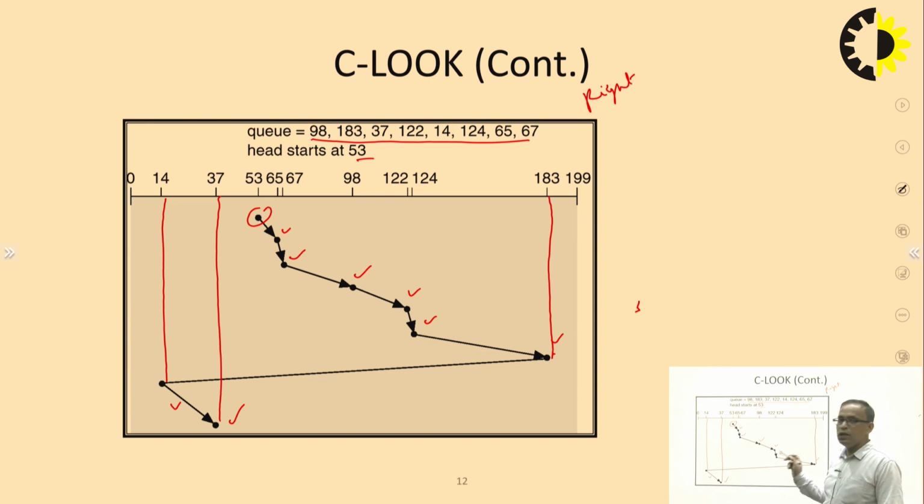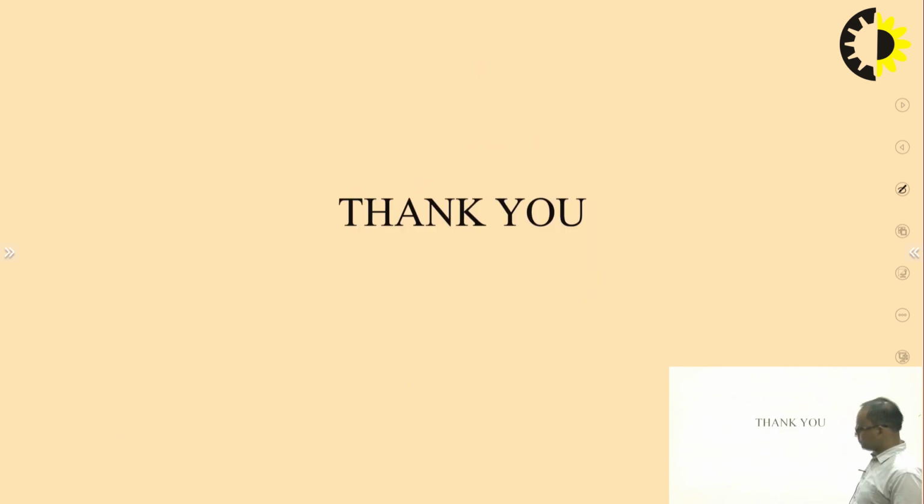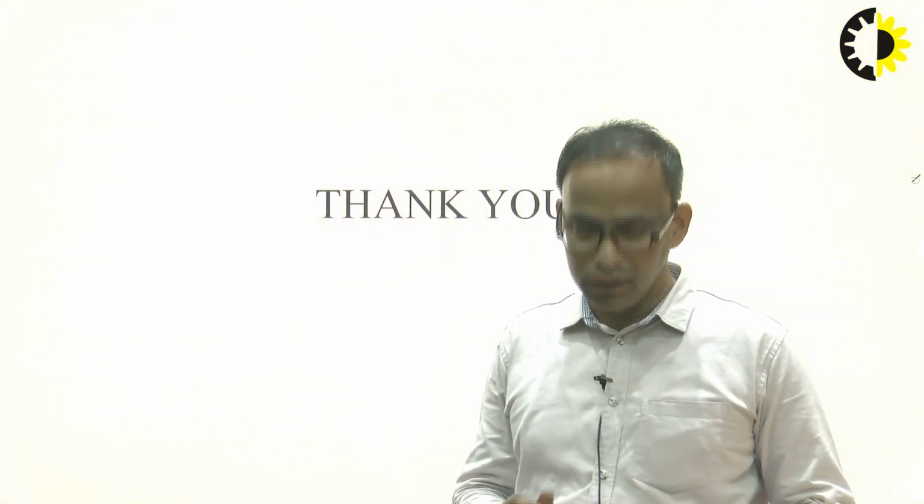And to calculate the total head movement again: 65 minus 53 plus 67 minus 65 plus 98 minus 67 plus 122 minus 98 plus 124 minus 122 plus 183 minus 124 plus 183 minus 14 and 37 minus 14. So thank you. This is the concept of several types of disk scheduling algorithms we have seen in this lecture.